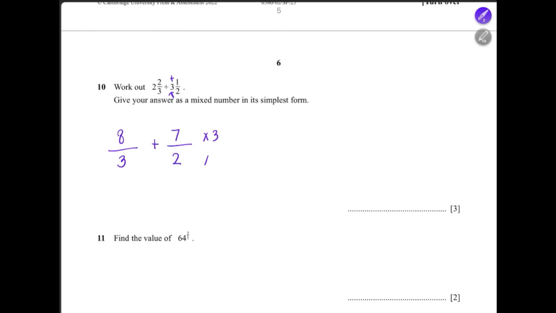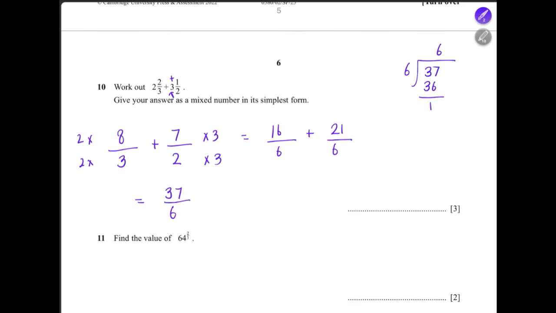Now let's make the denominator same in order to add them. So I'm multiplying by 2 and 3. This is going to be 8 into 2 is 16 divided by 6 plus 21 divided by 6. So this is going to be 21 plus 16 is 37 divided by 6. Now to convert this into a mixed fraction, let's divide this. 37 divided by 6. Remember, 6 multiplied by 6 is 36, and then you will get 1. So the answer is going to be 6. You write this in the numerator 1 and then divided by 6. So that's your mixed fraction.